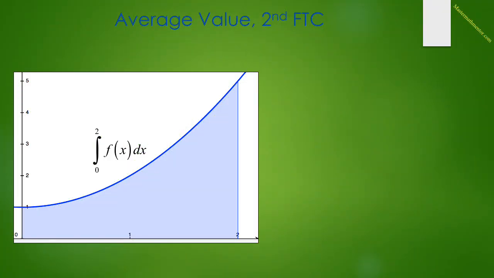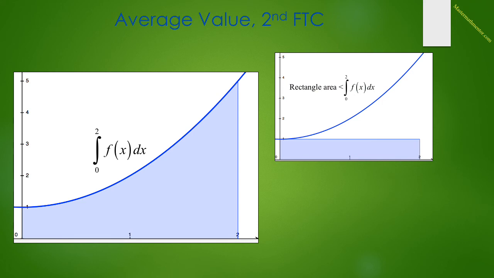We are given a graph of f of x in blue. The shaded area can be expressed as the integral from 0 to 2 of f of x dx. Question: is there a rectangle that has base 2 whose area is exactly equal to the value of this definite integral?